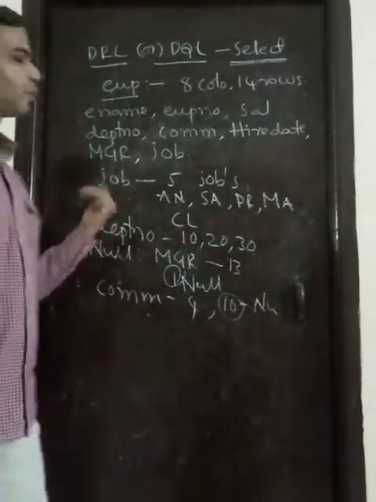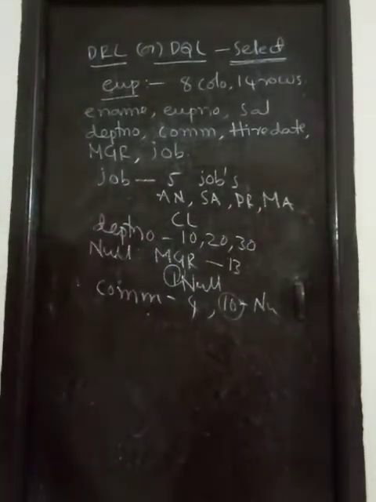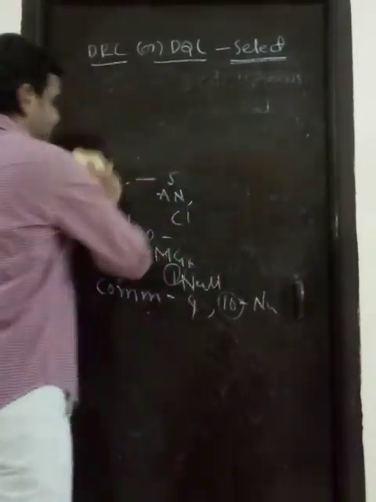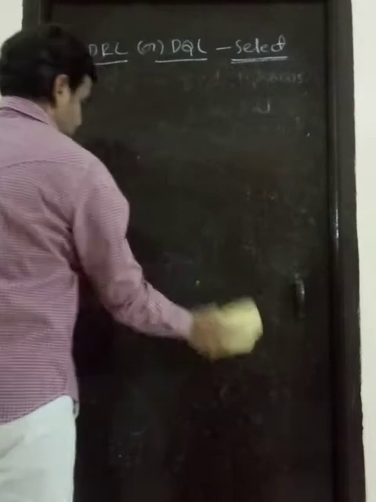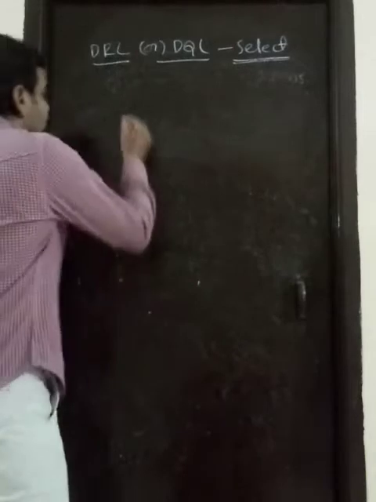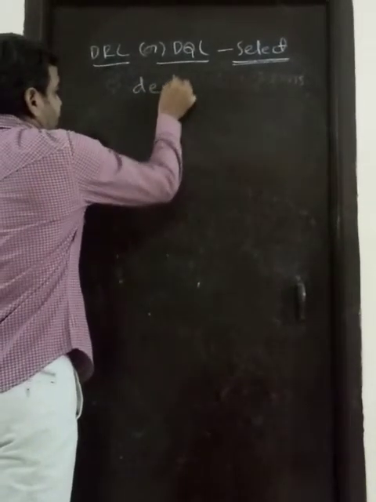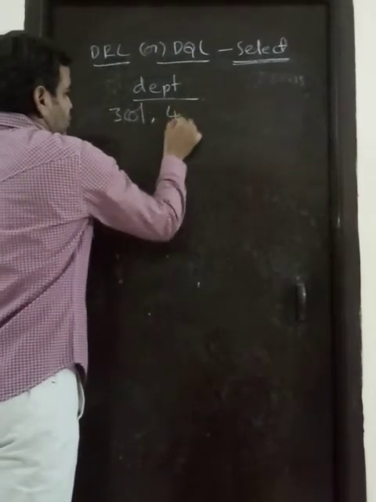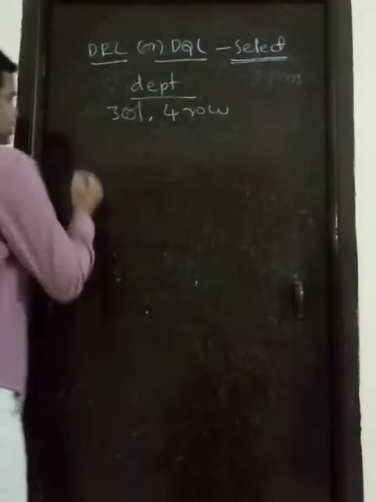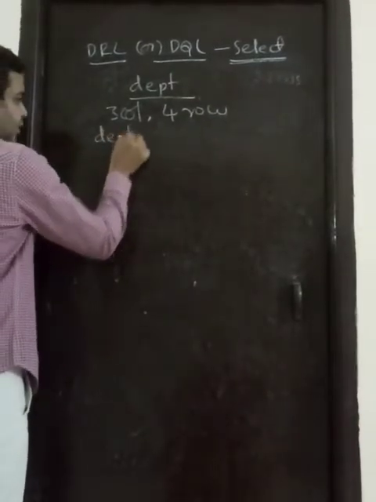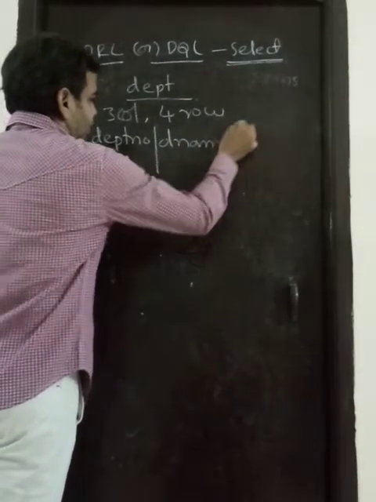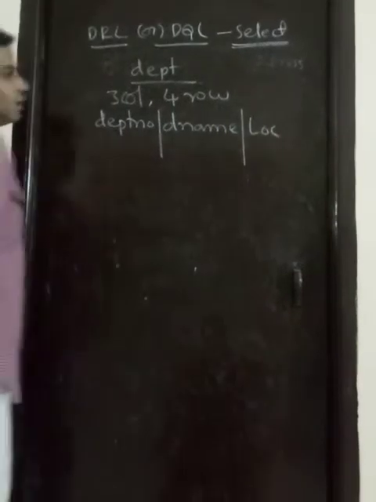Now we'll see about the department table. The department table is also one of the default tables, which contains 3 columns and 4 rows. The 3 columns are department number, then department name, then location.